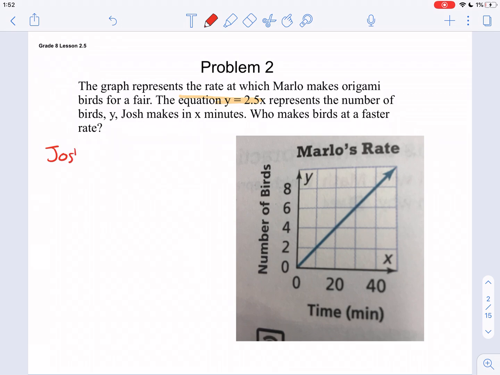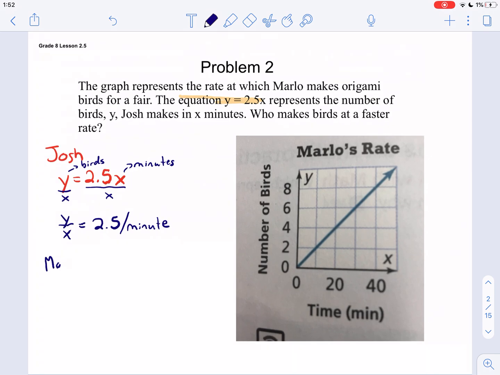So for Josh, the equation is y equals 2.5x. So since x is the number of minutes, y is the number of birds. So I need to find out how many birds he makes per minute. So if I divide y by x, I get birds per minute is equal to 2.5. So Josh makes 2.5 birds per minute.